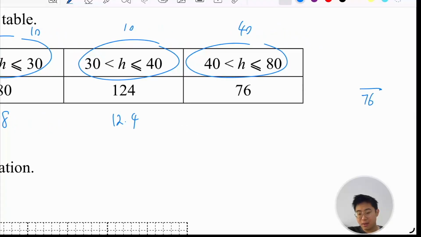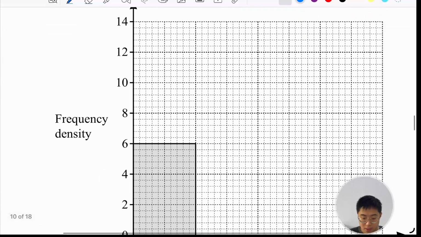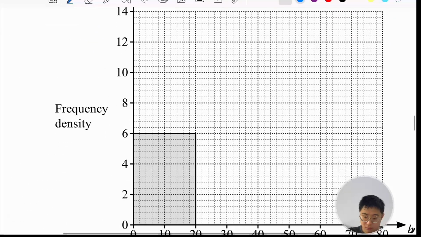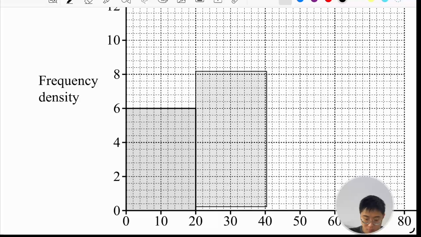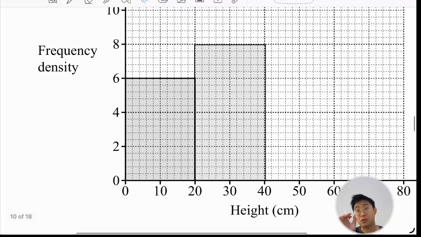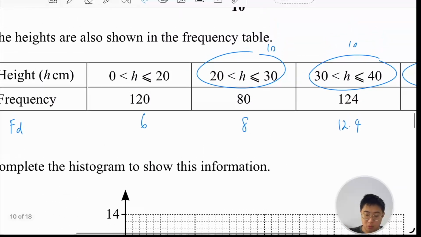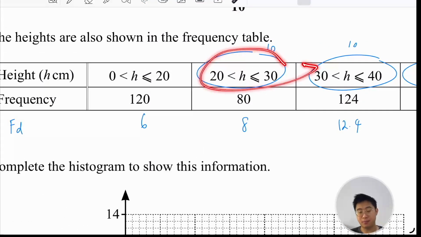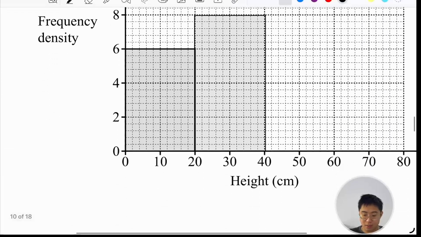76 divided by 40, so I'll get 1.9. Okay, so I want to do 1.9 on the last one. Right, so let's start drawing. 8 is here. Wait, no, they want us to draw until 30. So you also have to be careful about where to stop. So in this case, they want 10 to 30. I will do that. I will redraw.